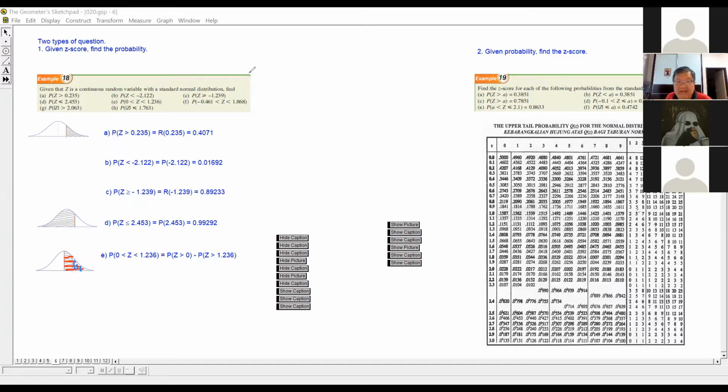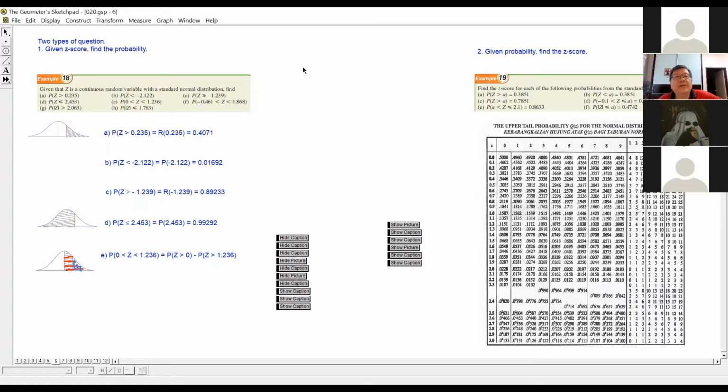You can use area greater than 0 minus the area greater than 1.2. Now from the graph there, you can see that the area greater than 0 is the bigger part. So you use the bigger part minus the smaller part. So you use greater than 0 minus greater than 1.2.